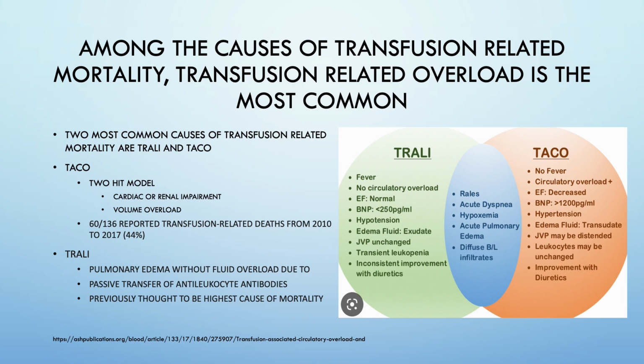The idea behind TACO is that a two-hit model is employed. First you have an injury that results in either cardiac or renal impairment, and then with massive transfusion, you get volume overload, so the heart and kidneys are unable to handle this extra volume. In 2017, a paper outlined that 60 out of 136 reported transfusion-related deaths in 7 years, starting in 2010, were in fact related to TACO.